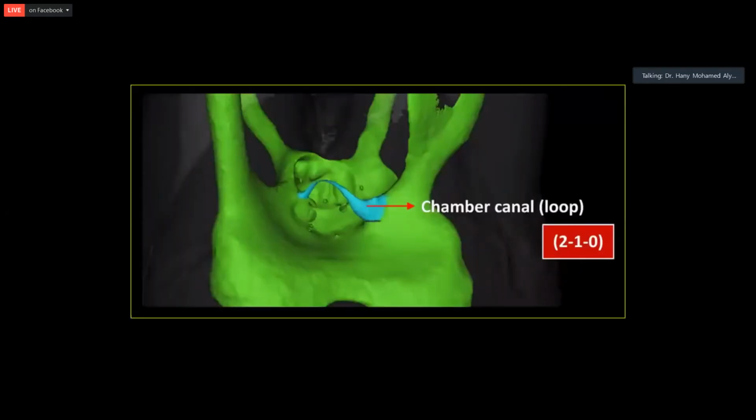We have also the chamber canals, and this is accessory canals which are located in the pulp chamber. As you can see here, this is a maxillary molar which has a chamber canal.